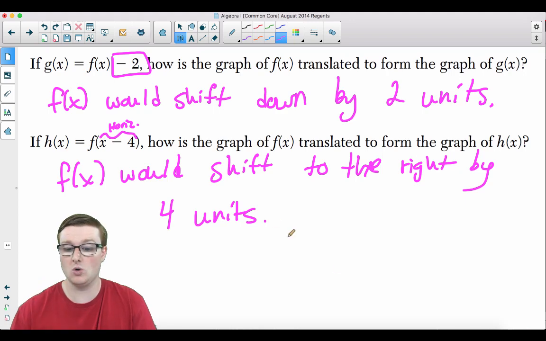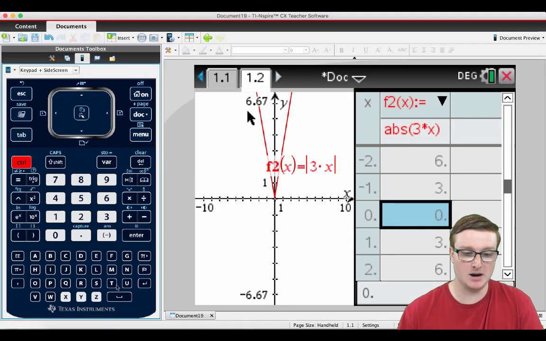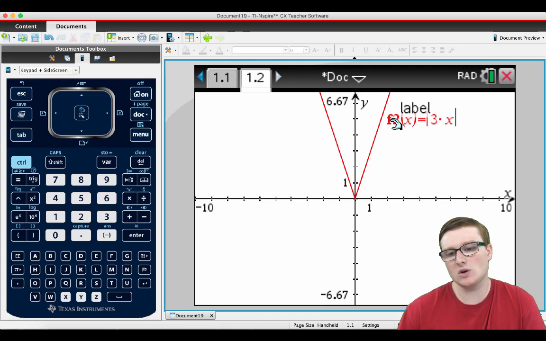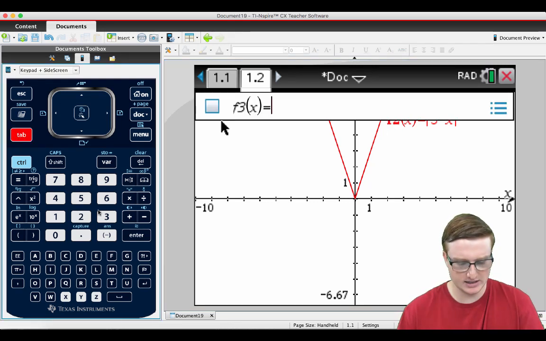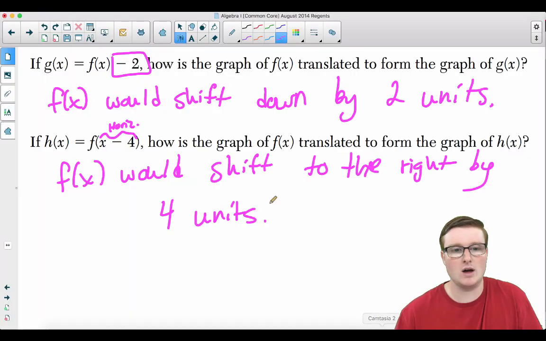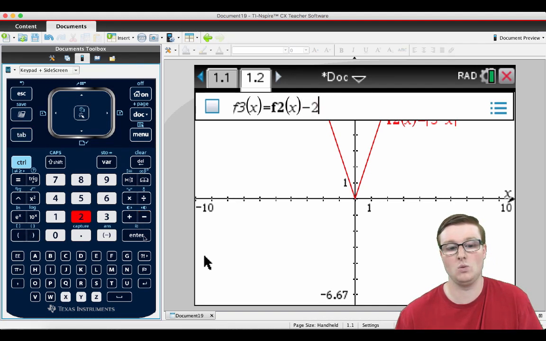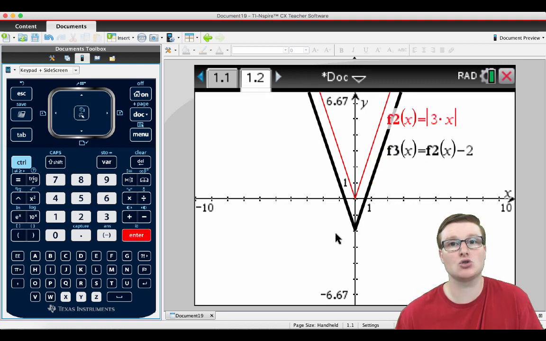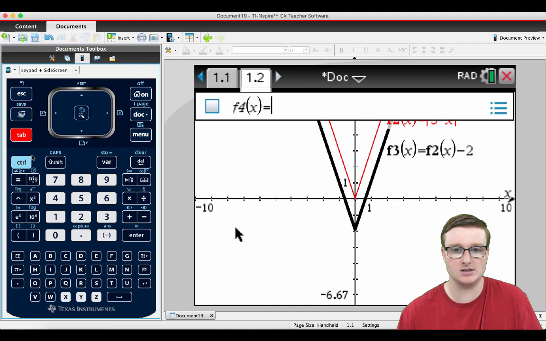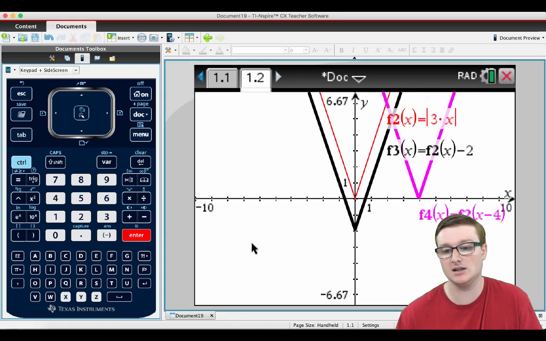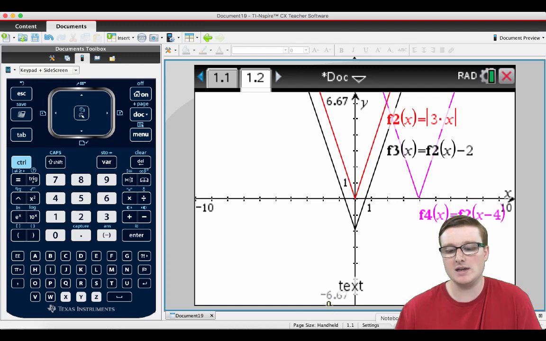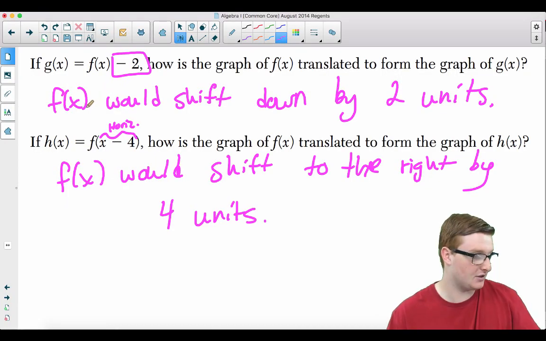to the right. So if you want to verify this, and this is why the TI Inspire is so cool, notice how this is stored as F2. If I were to take a look at the first one, f of x minus 2, if you were to type in f2 of x minus 2, watch what happens. It actually does the translation for you. You're going down by 2 units. And then we're going to try f2 of x minus 4. It should be going to the right by 4 units. And there it is. So we know for sure that we explained ourselves properly and we got the correct answer.